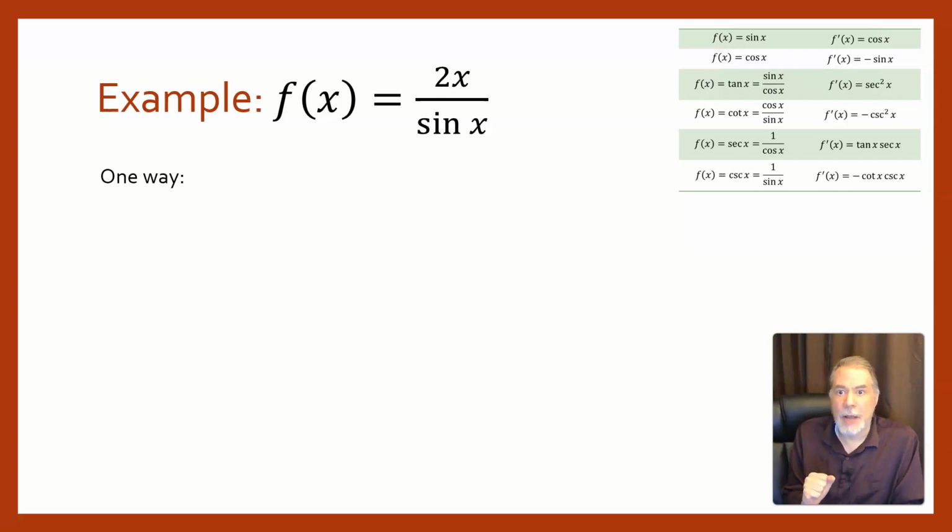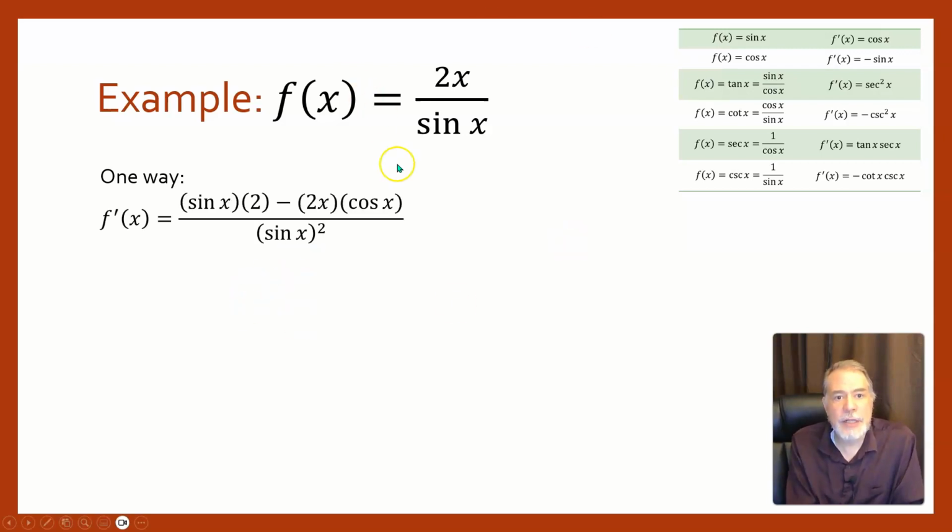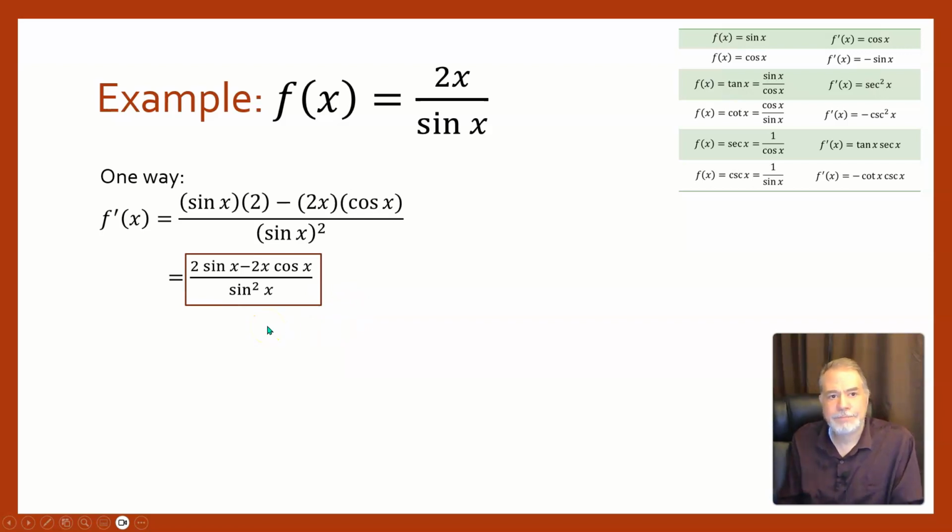So this looks like a job for the quotient rule, which would tell us to take the denominator times the derivative of the numerator, so sine of x times 2, minus the numerator times the derivative of the denominator, 2x times cosine x, all over the original denominator squared. So there's not much cleaning up or simplifying to do here. We can just write this as 2 sine x minus 2x cosine x all over sine squared x, and that's it. That's the derivative. And that is a perfectly good, perfectly legitimate way of doing it.